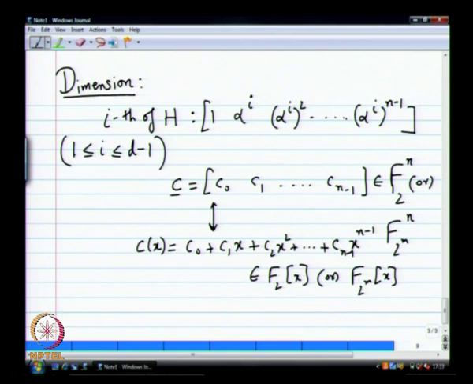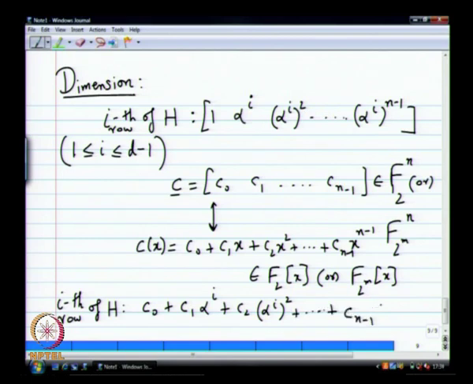So the ith row of H is imposing a certain constraint on this vector. What is it saying? Okay, ith row of H is basically saying what? C0 times 1 plus C1 times alpha power i plus C2 times alpha power i squared plus so on till C n minus 1 times alpha power i to the n minus 1 equals what? 0. Okay.